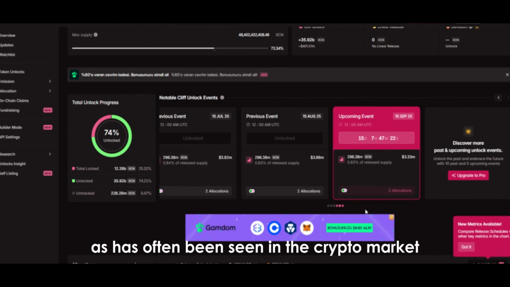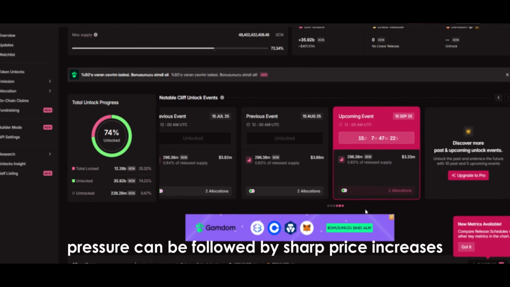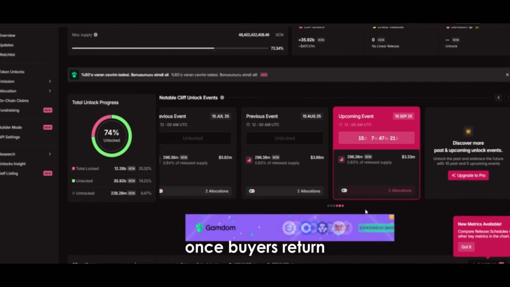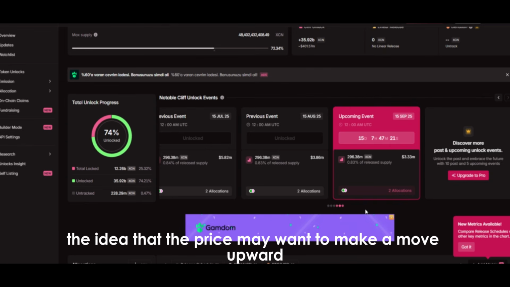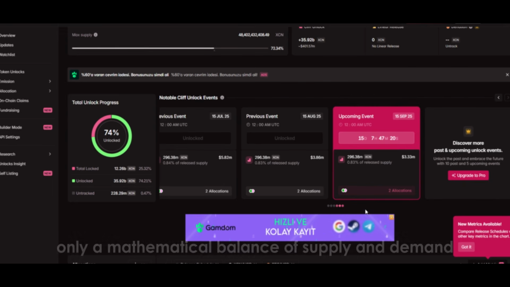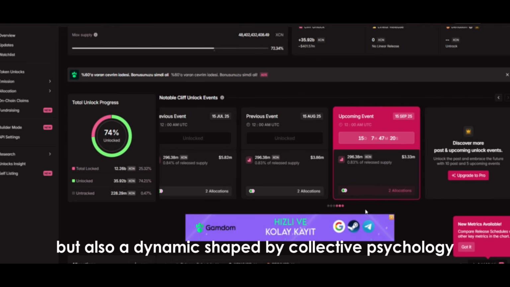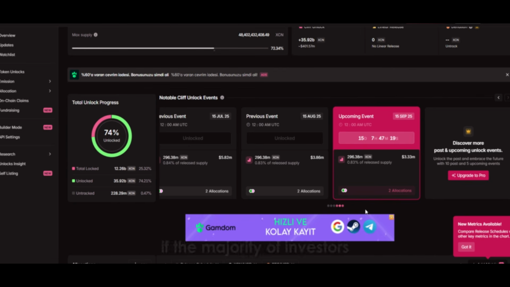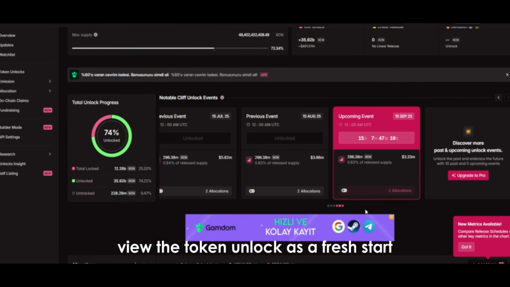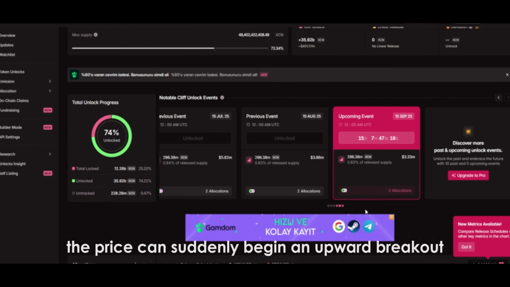As has often been seen in the crypto market, post-unlock selling pressure can be followed by sharp price increases once buyers return. The idea that the price may want to make a move upward takes on meaning here. The market mechanism is not only a mathematical balance of supply and demand, but also a dynamic shaped by collective psychology. If the majority of investors view the token unlock as a fresh start rather than a selling opportunity, the price can suddenly begin an upward breakout.